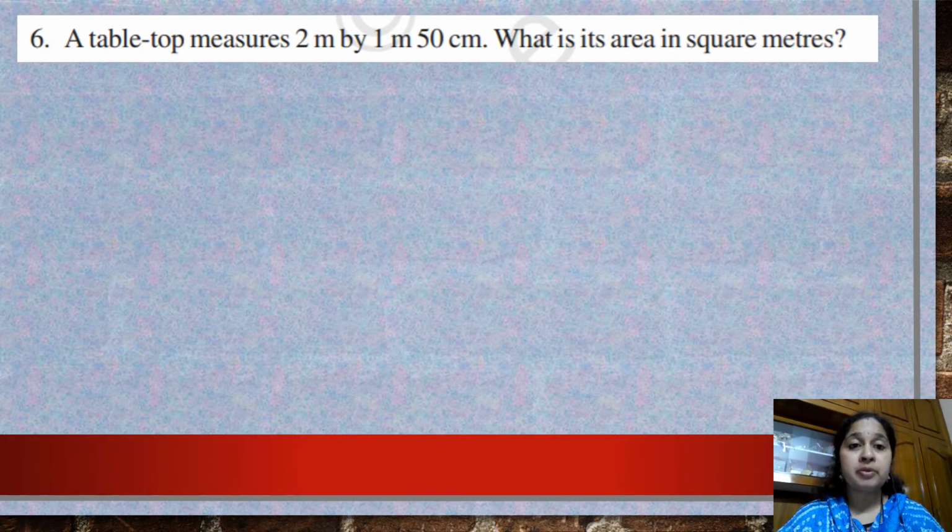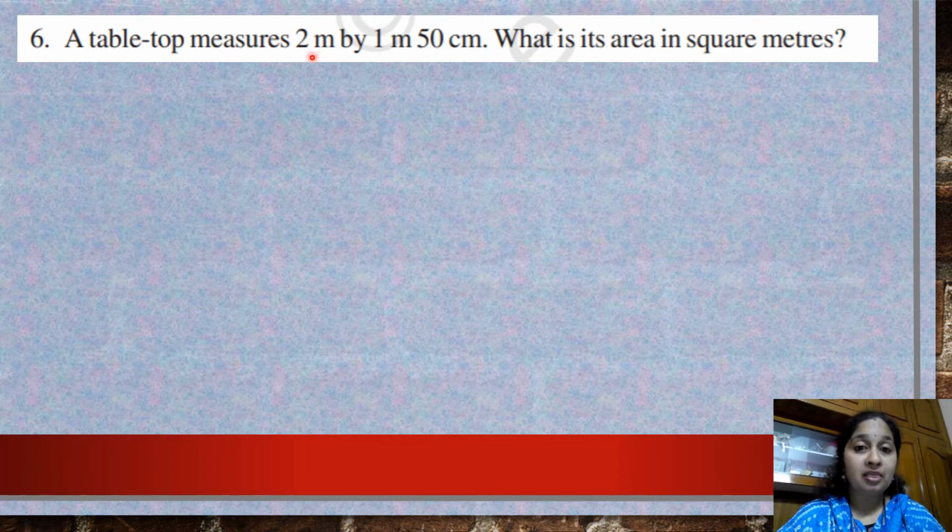A tabletop measures 2 meters by 1 meter 50 centimeters. What is its area in square meters? So they are saying a tabletop measures 2 meters by 1 meter 50 centimeters. What does it mean? They're giving the dimensions, that is length and breadth. So 2 meters is its length and 1 meter 50 centimeters is the breadth. And what are they asking to find out? They're asking to find out the area in square meters.